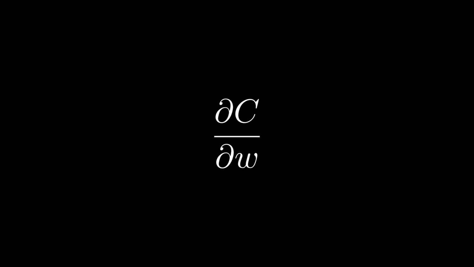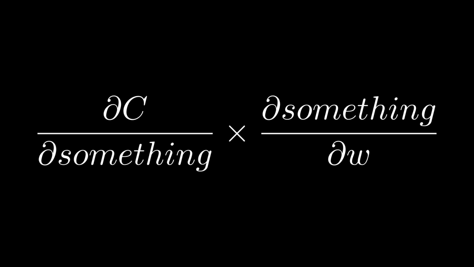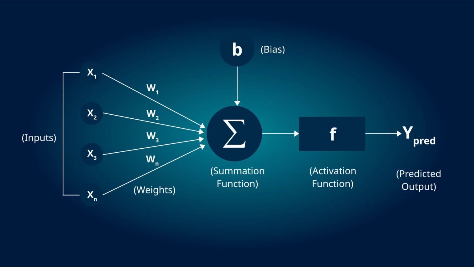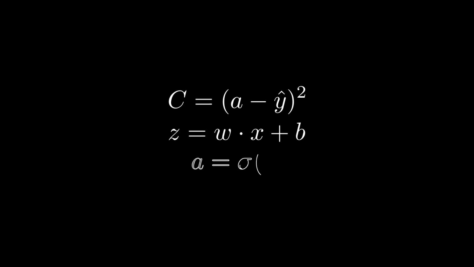Okay, so we have to compute dC over dW. We need to find a dC over something and something over dW at least, such that it makes our lives easier. If we look at the neural network design, we can see a couple of things that we can try to use. What about z or a? Also, take a look at the formula for C, z, and a. I would say that using a makes sense.